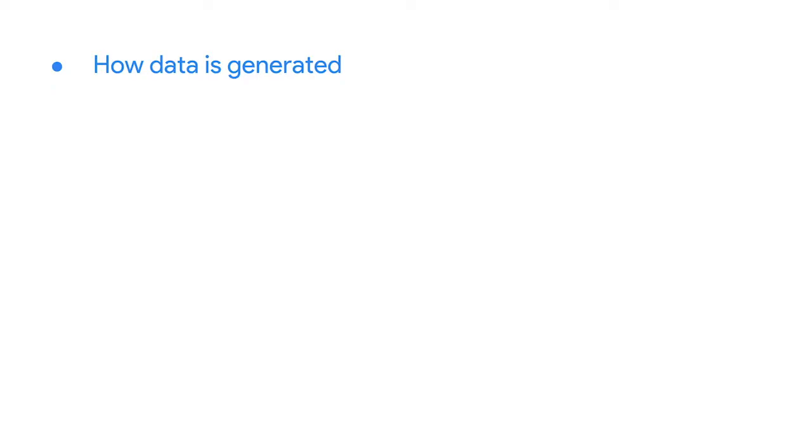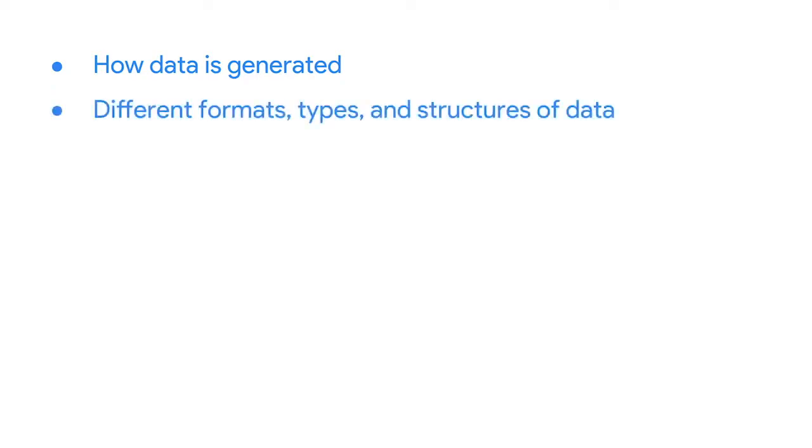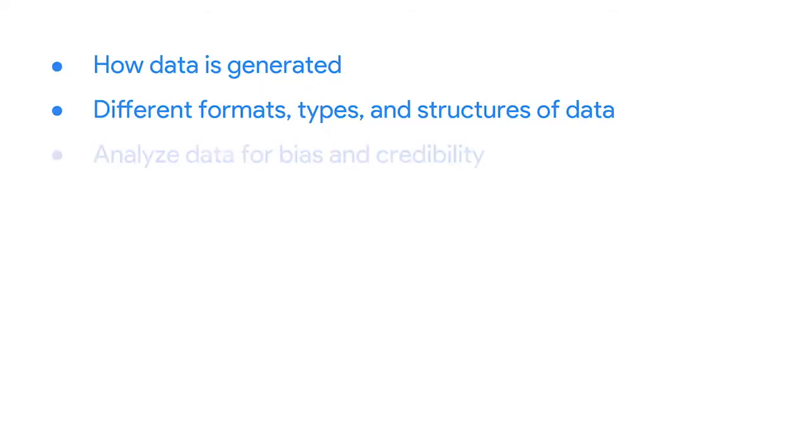In this course, you'll continue sharpening those skills. So you've already heard a lot about the data analysis process steps: ask, prepare, process, analyze, share, and act. Now it's time to learn how to prepare the data. You'll learn to identify how data is generated and collected, and you'll explore different formats, types, and structures of data. We'll make sure you know how to choose and use data that'll help you understand and respond to a business problem. And because not all data fits each need, you'll learn how to analyze data for bias and credibility.